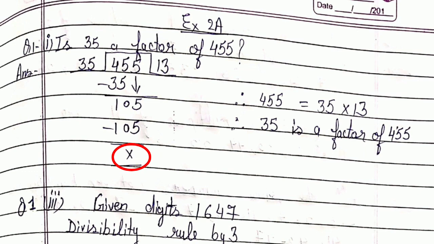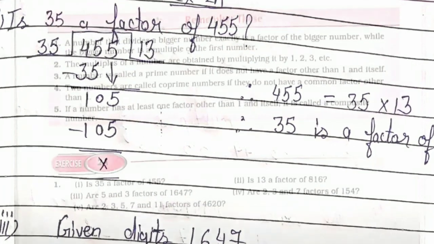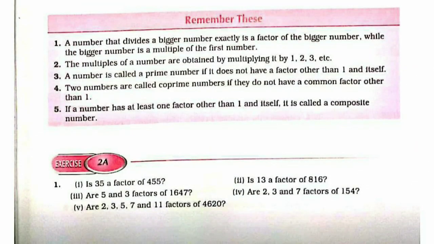So it means 35 is a factor of 455 because we are having two numbers, 35 and 13. So 35 is a factor of this number. Now the next part, the third part: are 5 and 3 factors of 1647? So for solving this, what we will do?